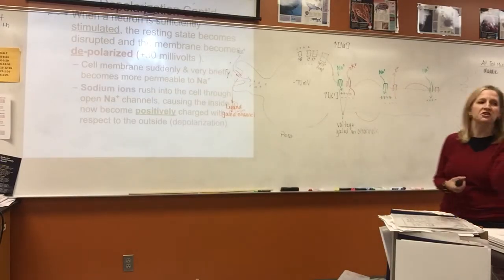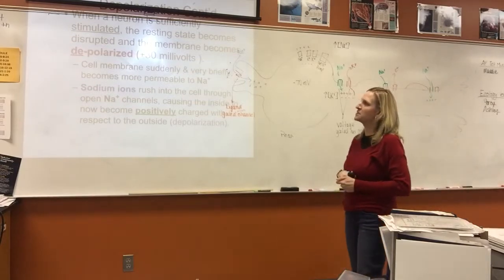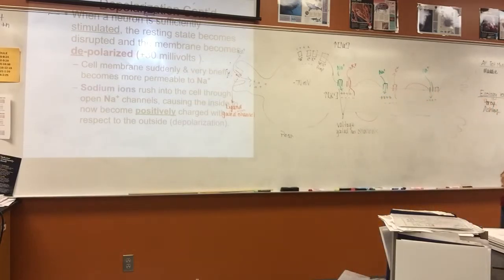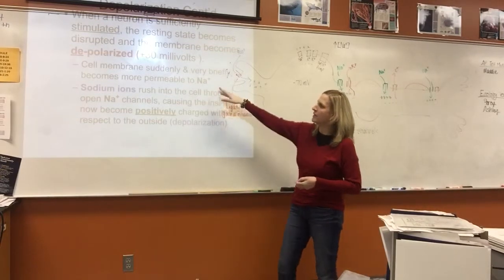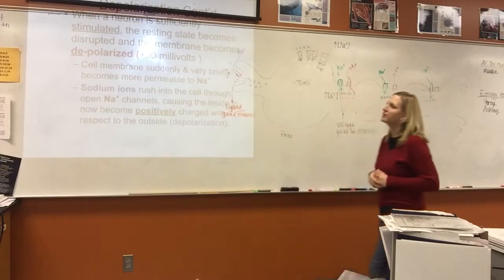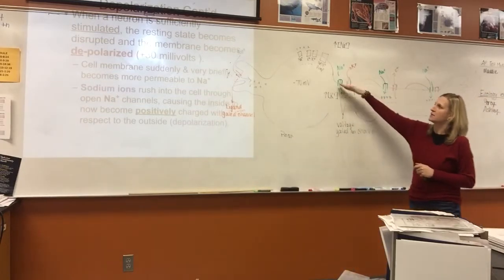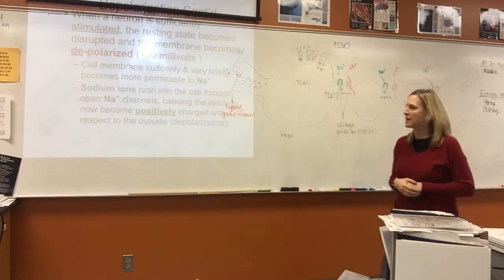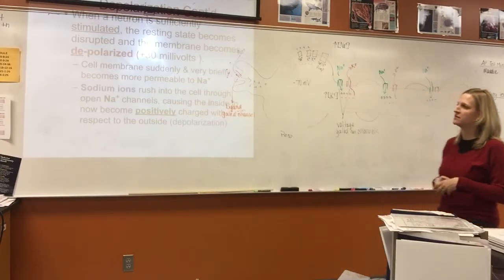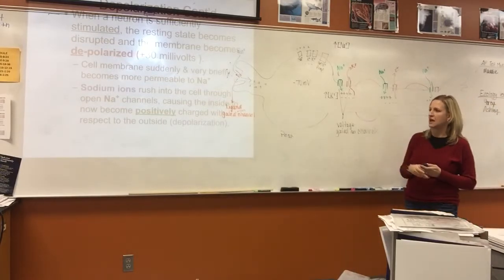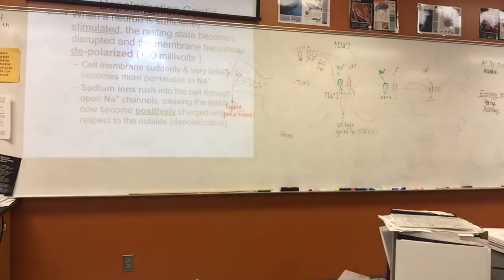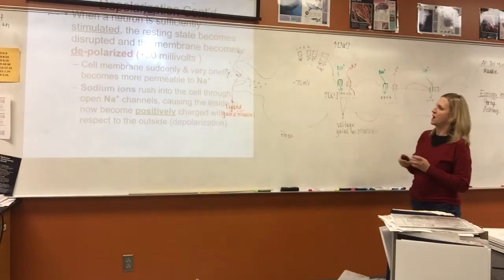So when a neuron is sufficiently stimulated, the resting state becomes disrupted, and the membrane becomes what we call depolarized. So it becomes more positive, so about +30. Why does that happen? The cell membrane suddenly and very briefly becomes more permeable to sodium ions. Sodium gates open, sodium comes in. Sodium ions rush into the cell through open sodium channels, causing the inside to now become positively charged with respect to the outside, which is depolarization. So that's the first step. On that graph, that's the part that went up.